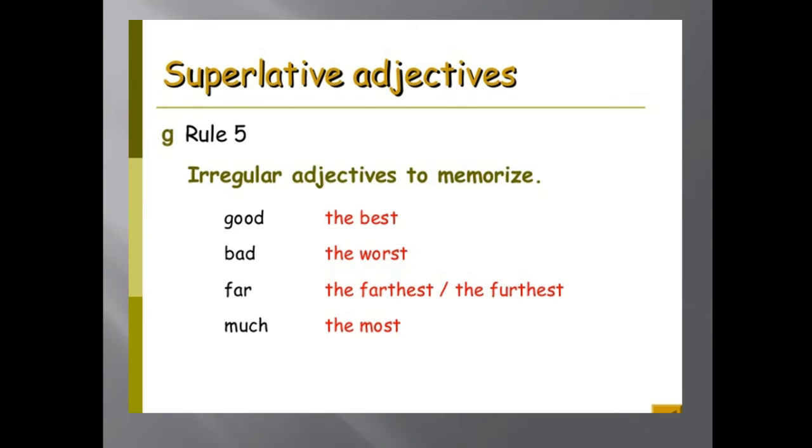Rule 5. Irregular adjectives to memorize. Good, the best. Bad, the worst. Far, the farthest or the furthest. Much, the most.